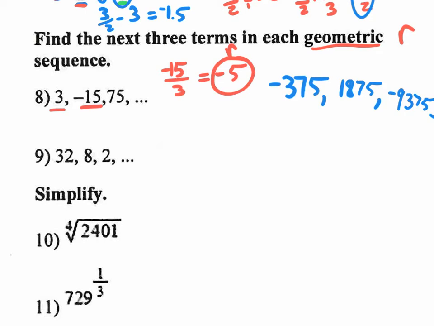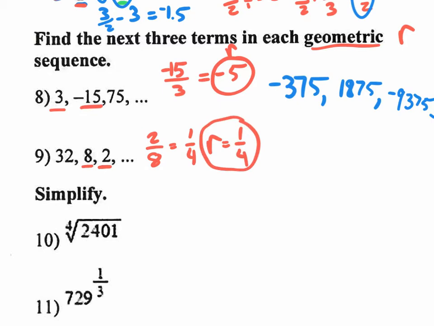Let's take a look at number 9. What's the common ratio on number 9? It's 1/4, right? If you take the number 2 and divide it by 8, that'll be 2 over 8, and you could reduce that to 1/4. So that's your common ratio. Your common ratio is 1/4.